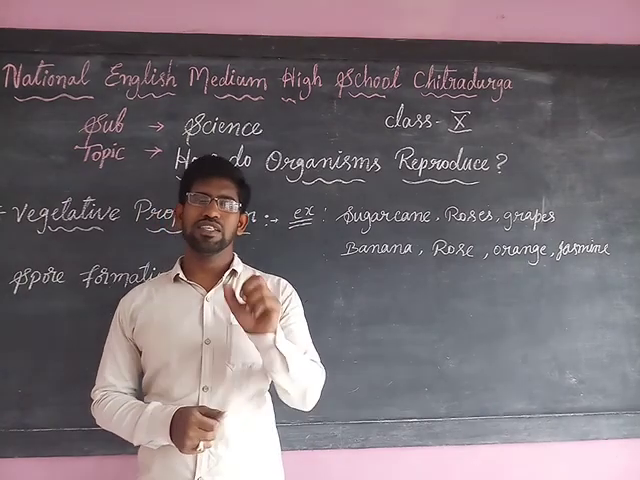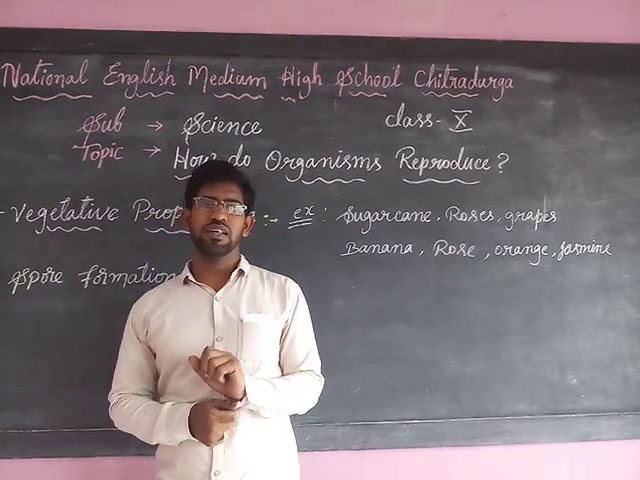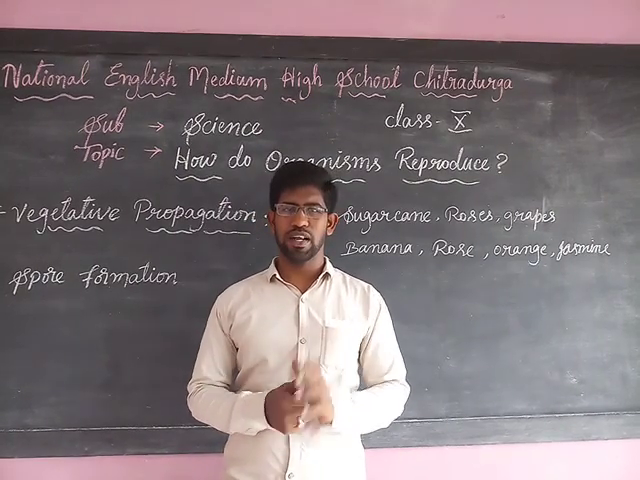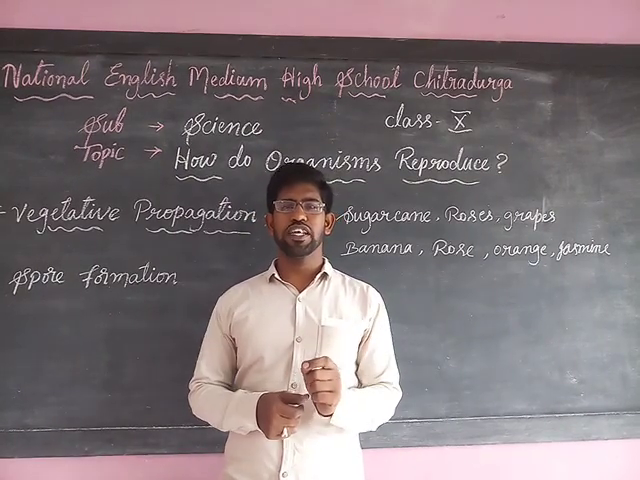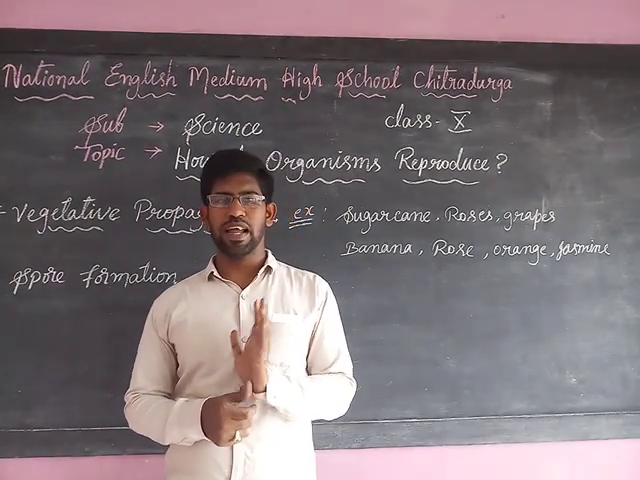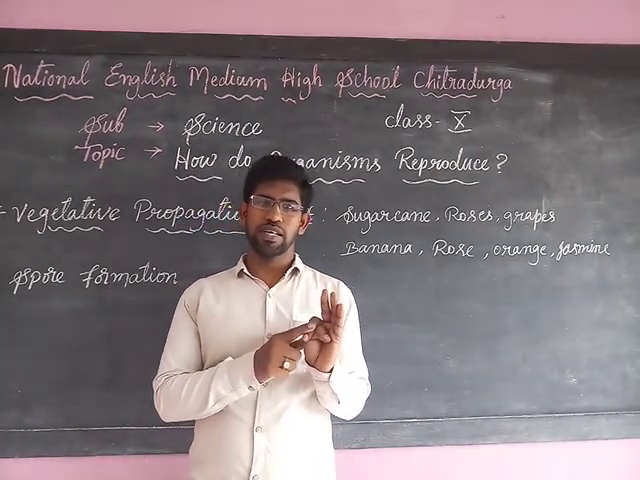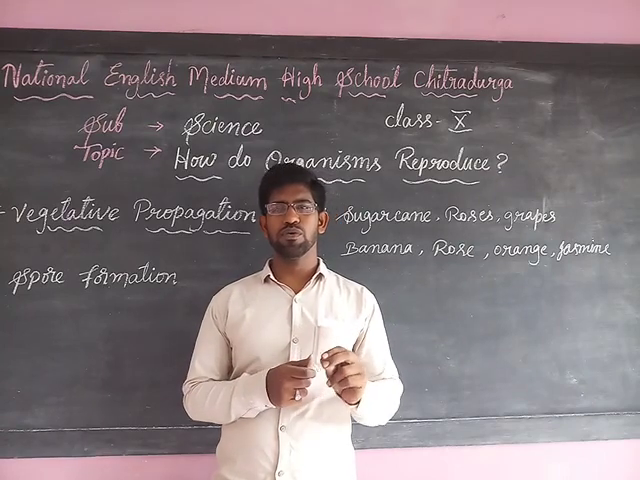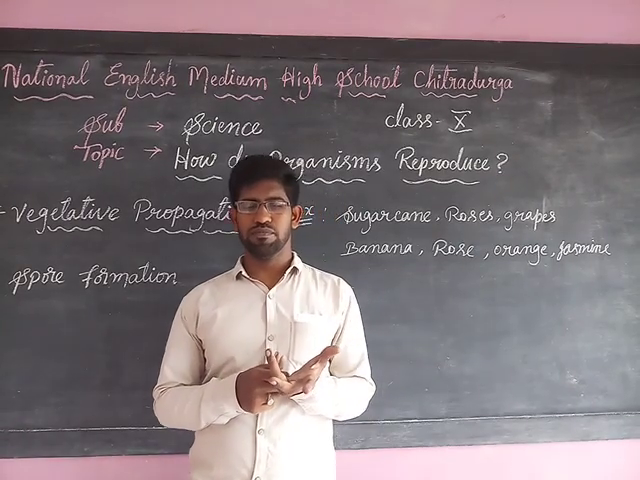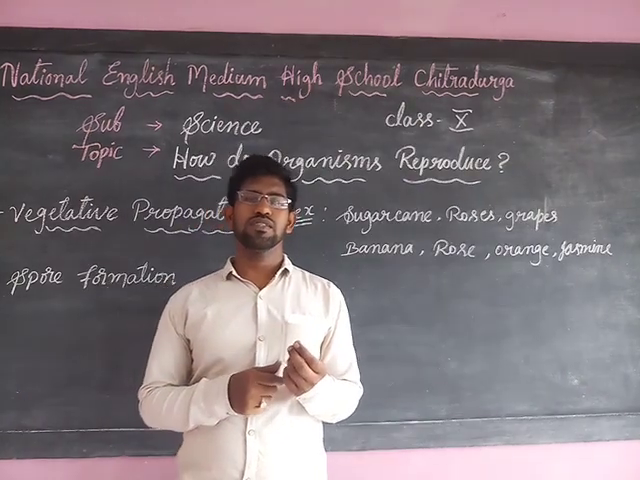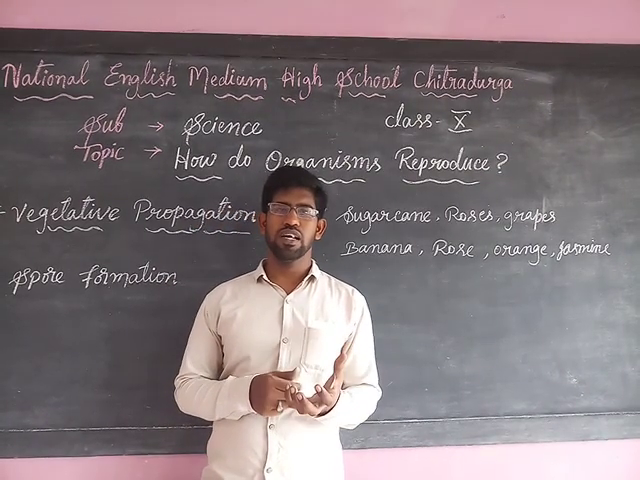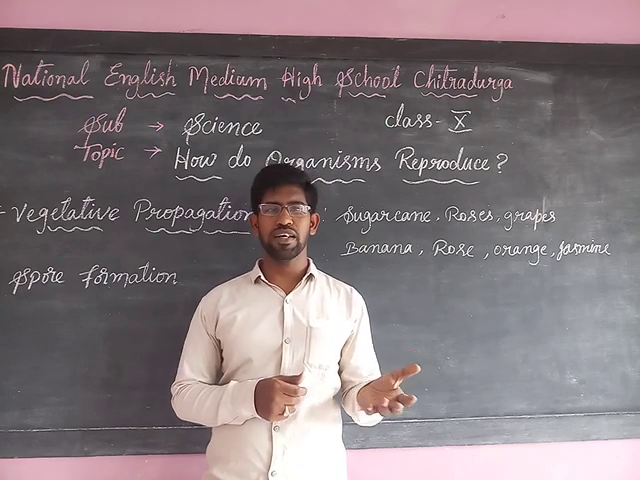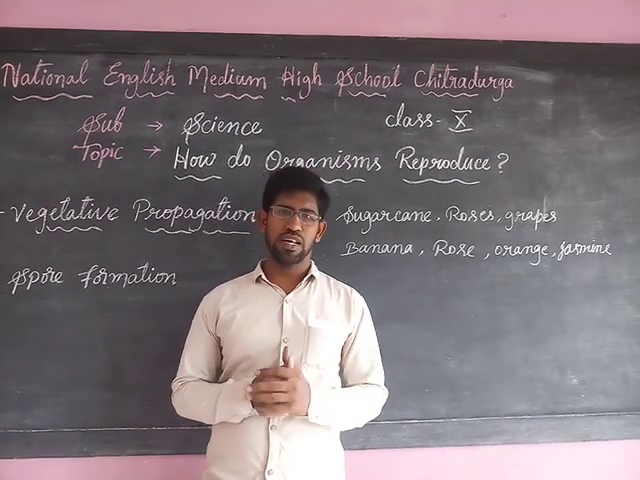propagation. Vegetative propagation takes place in plants. This method of reproduction takes place because vegetative parts are present in the plant body, such as root, stem and leaf. These vegetative parts help to grow new individuals, and these individuals separate from the parent plant and grow an individual life.